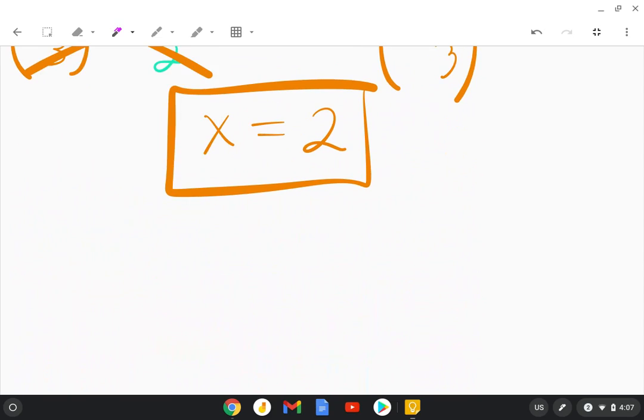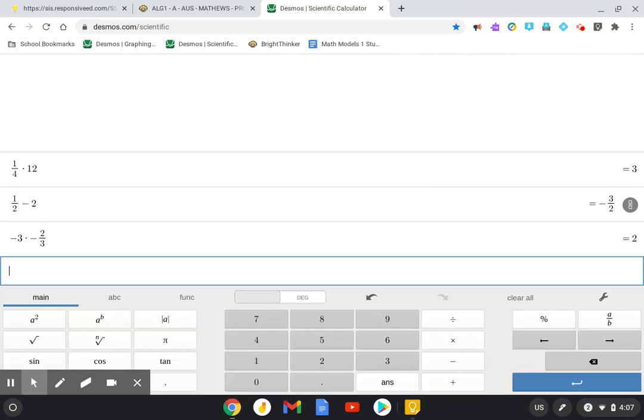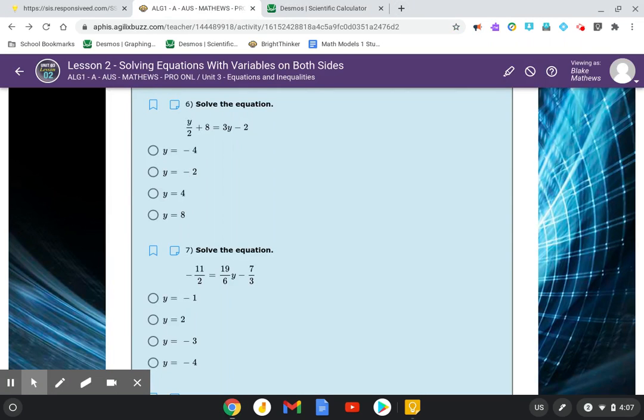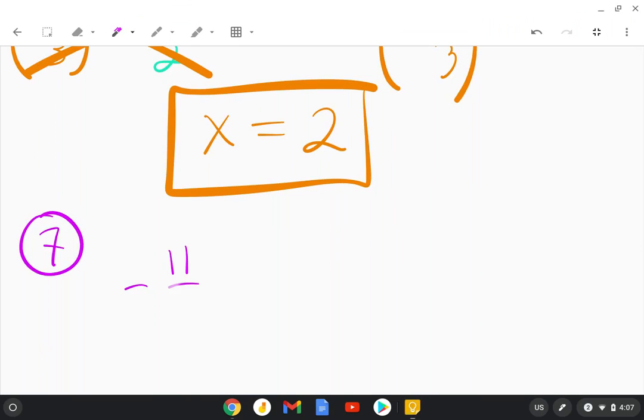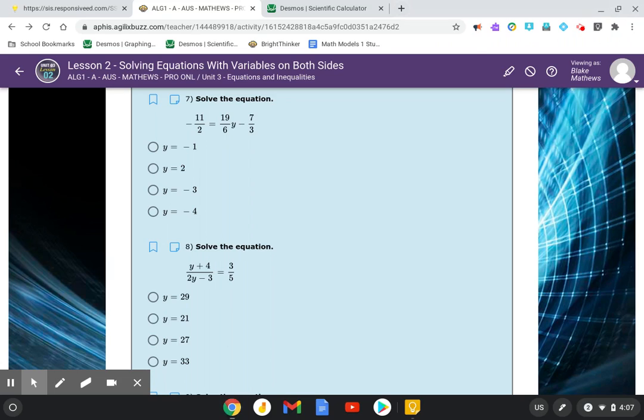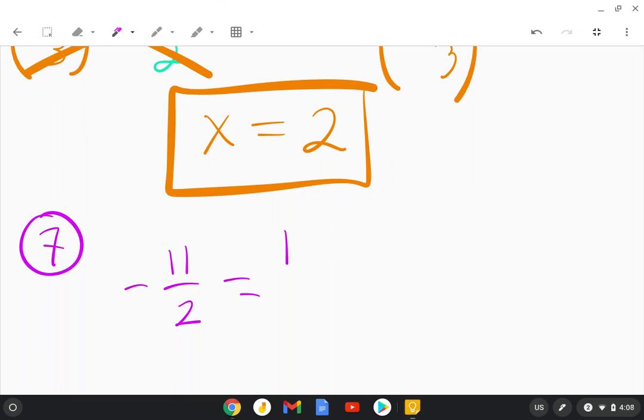I am actually going to do number 7 for you from the lesson, because they're not going to see anything like that on the test. So let's jump over here and get this copied down. Negative 11 over 2 equals 19 over 6y.